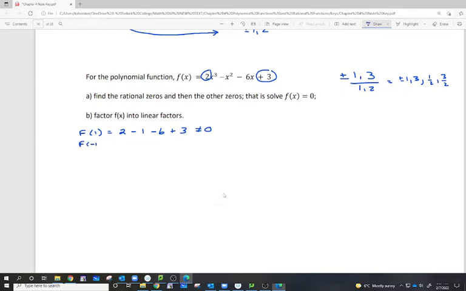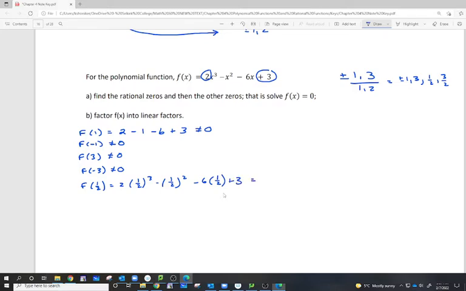Negative 1 doesn't work. 3 doesn't work. Negative 3 doesn't work. Okay, I picked this question because it's one where none of the integers give you a remainder of 0. So let's start trying the rational zeros. Let's try a half. If I plug a half into this equation, I get 2 times a half cubed minus a half squared minus 6 times a half plus 3.